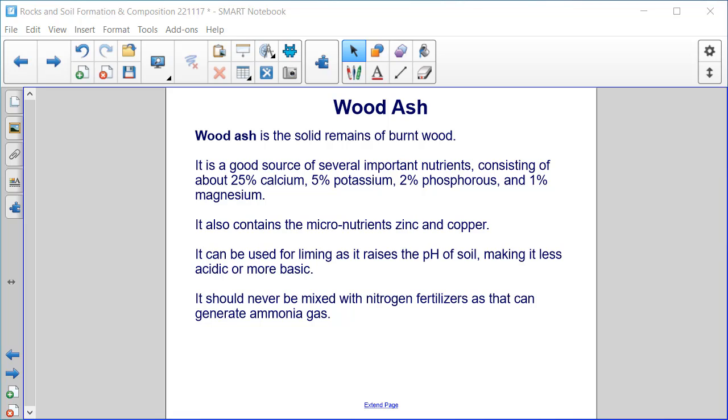Wood ash. Wood ash is the solid remains of burnt wood. It is a good source of several important nutrients, consisting of about 25% calcium, 5% potassium, 2% phosphorus, and 1% magnesium. It also contains the micronutrients zinc and copper. It can be used for liming as it raises the pH of soil, making it less acidic or more basic. It should never be mixed with nitrogen fertilizers, as that can generate ammonia gas.